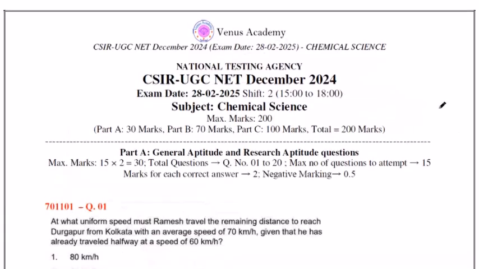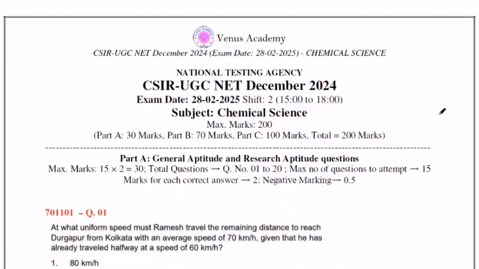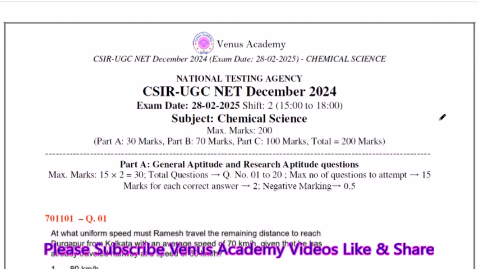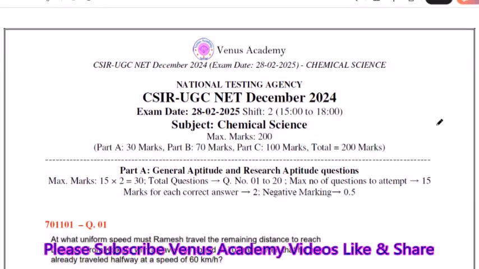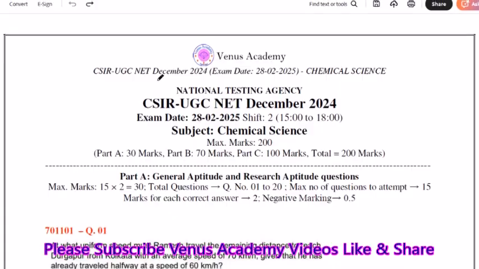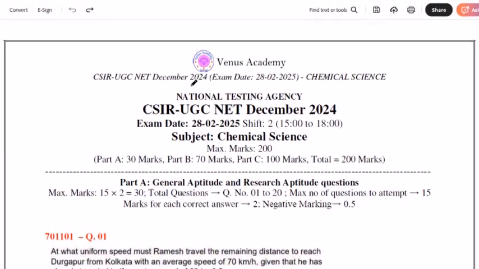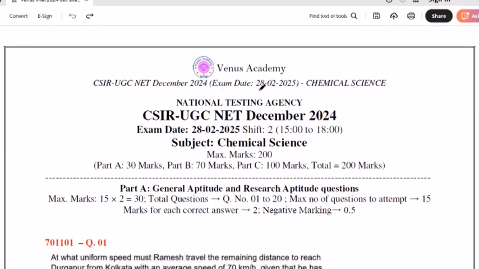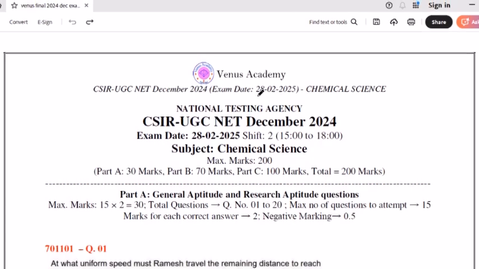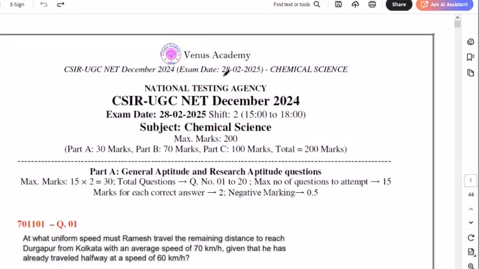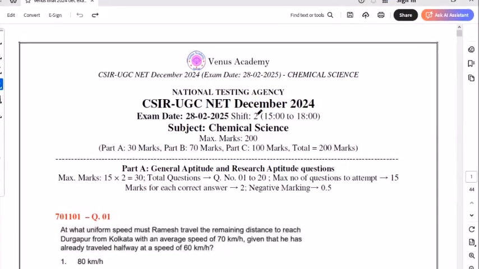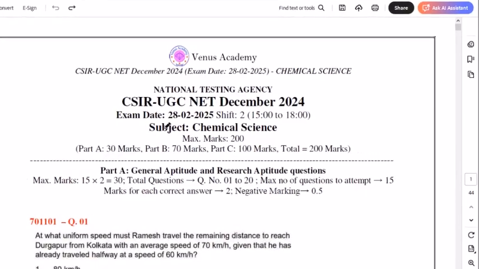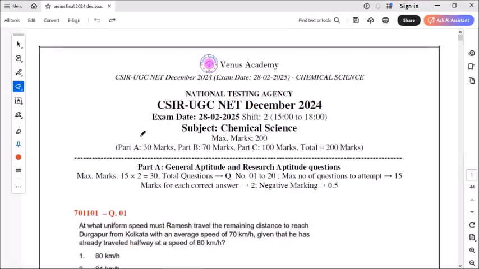Hi friends, welcome to the series of chemistry lectures. Dear friends, today we are going to solve CSIR UGC NET December 2024 question paper. This exam was held on 28th February 2025. Let us see the question papers. CSIR UGC NET December 2024, exam date 28th February 2025.